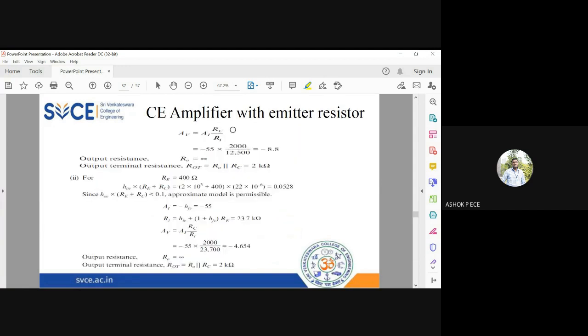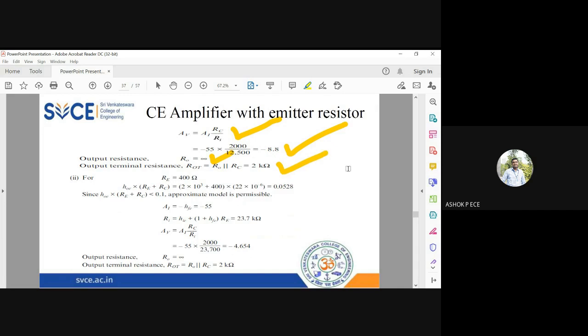Voltage gain, AI into RC by RI. So AI is minus 55 into RC. RC is 2000 divided by 12,500. So you get minus 8.8. Output resistance is infinity. And with RL, the output resistance is RL, which is 2 kilo ohms.